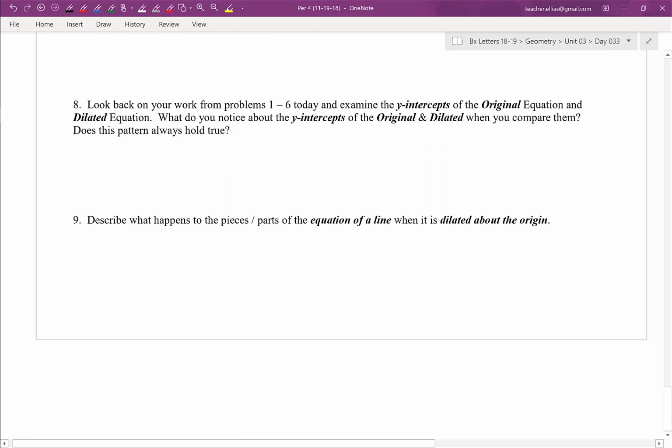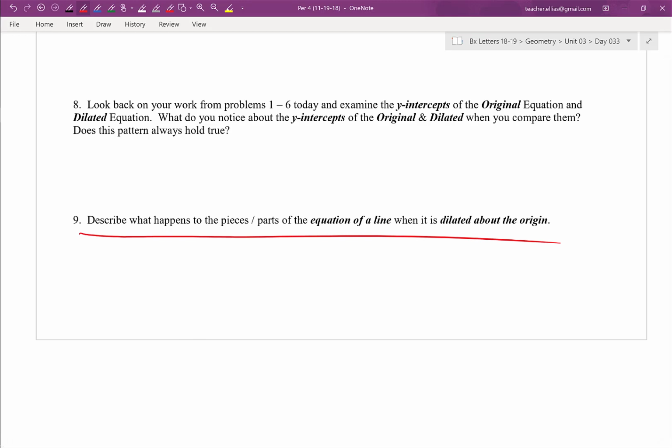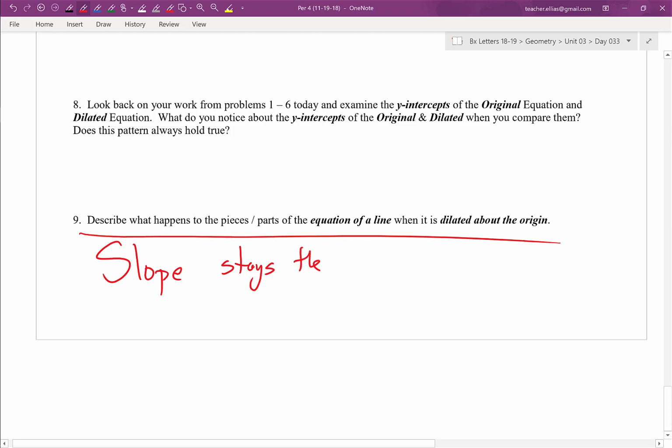In number 9, what happens to the slope? The slope stays the same. What happens to the y-intercept? How does it change with the scale factor? Do you add it? You multiply.